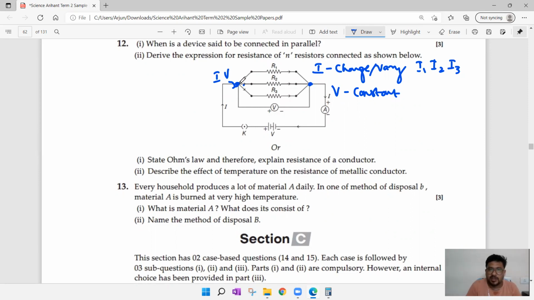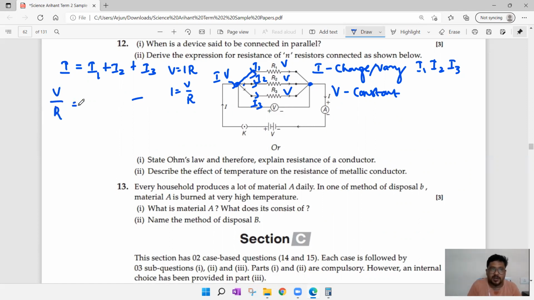At the junction, to R1, I1 current will pass, to R2, I2 current will pass, to R3, I3 current will pass. And near R1 voltage will be V, R2 voltage will be V, R3 voltage will be V. Now we know total current in the circuit is equal to the sum of individual currents. Total current I is equal to I1 plus I2 plus I3. And we know Ohm's law, V is equal to I into R, so I is equal to V upon R. Now we have to apply Ohm's law to all these three resistors. First of all, Ohm's law for the entire circuit, I is equal to V by R, which is equal to I1.